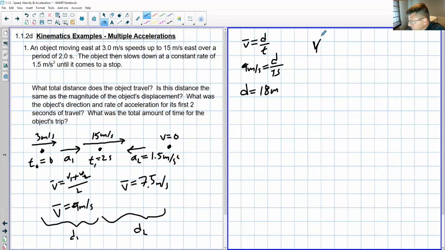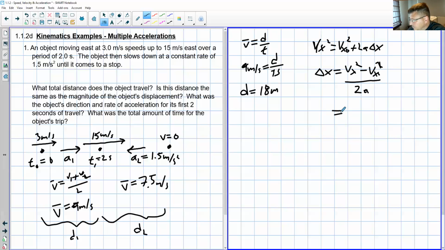So x squared equals x naught squared plus a delta x. So delta x equals x squared minus x naught squared, divided by 2a.